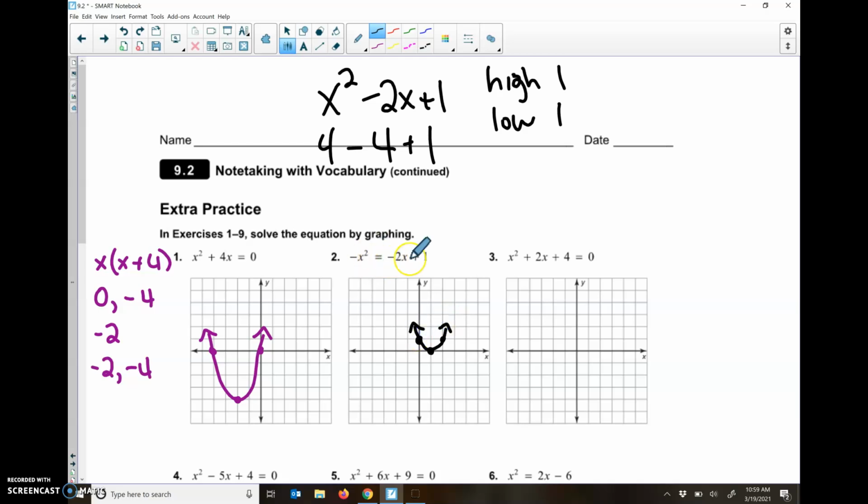So you only need to do that extra work when you get x minus something and x minus something, the same something over and over again. So if you see something like this, you're going to have to do a little bit more work.